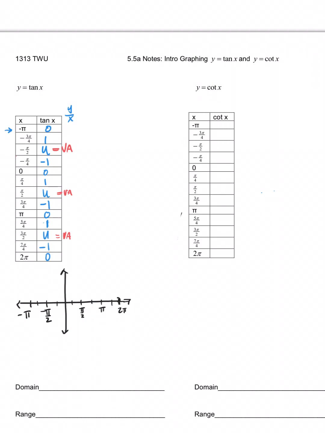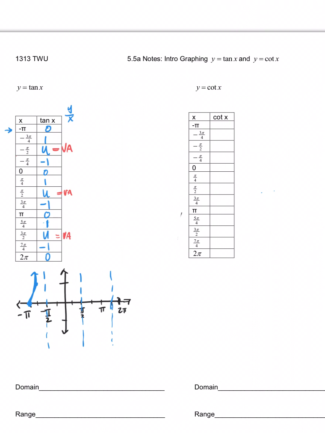Now, let's put in our asymptotes, okay? I know I have an asymptote at negative pi over 2, that's a dotted line. I know I have an asymptote at positive pi over 2. Asymptote at 3 pi over 2, that would be right here. Now if we plot our points, at negative pi, it's at 0. At negative 3 pi over 4, it's at 1. So here's 1 and here's -1. So it's up here. So I'm getting the top part of one of the curves.